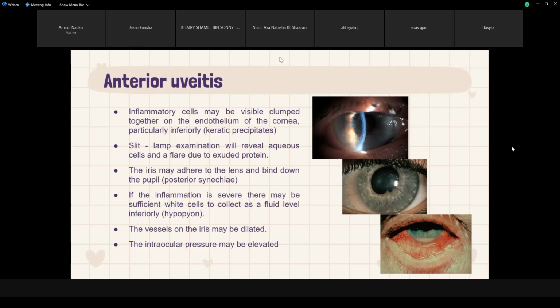Alia boleh request untuk annotate. Kejap.